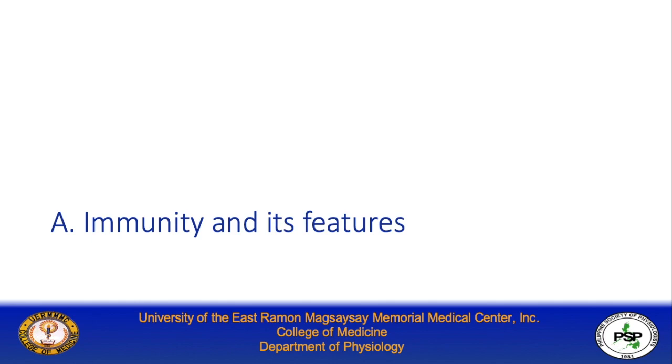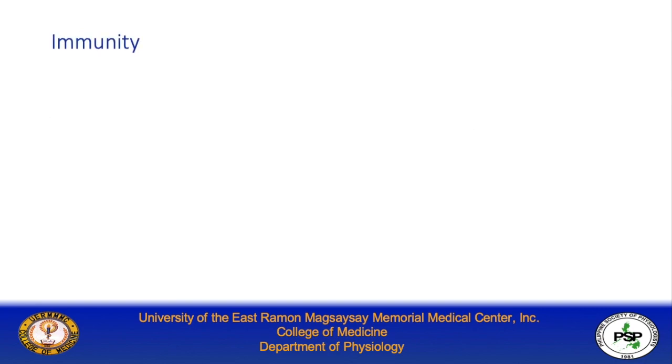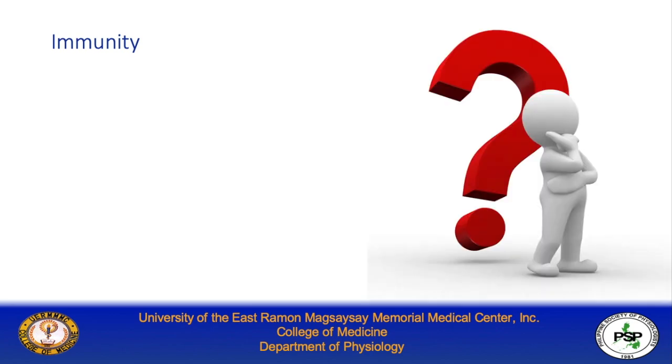Okay, first part, let's look at immunity and its features and characteristics. So two objectives: we will describe the features of immunity, and we will look at the components of this immunity, which are your innate immunity and the adaptive immunity. Now, before we go on, what comes into your mind when we say immunity?